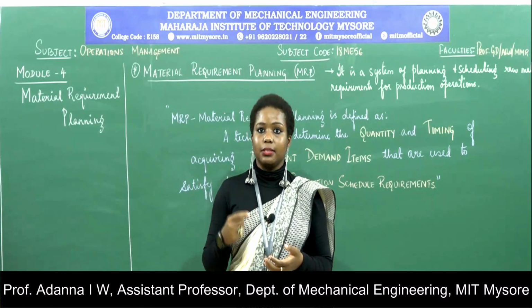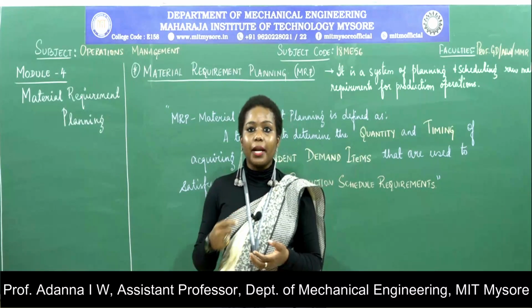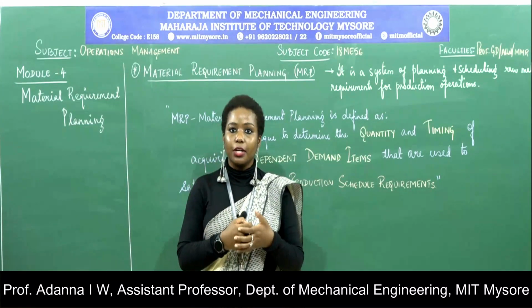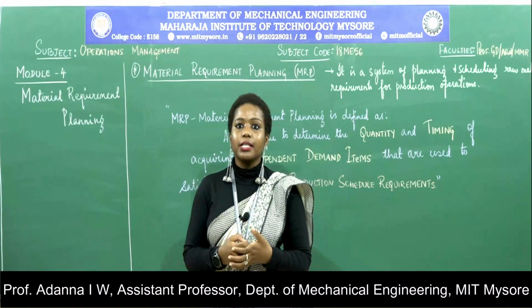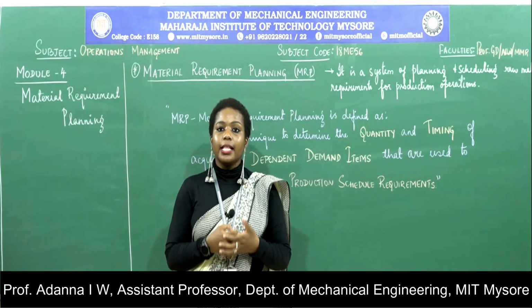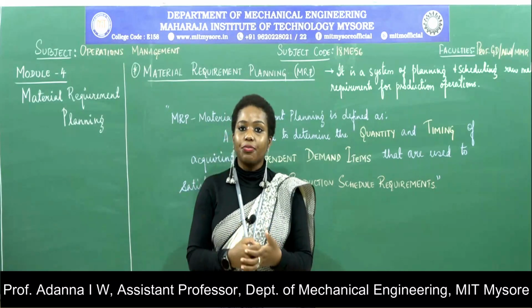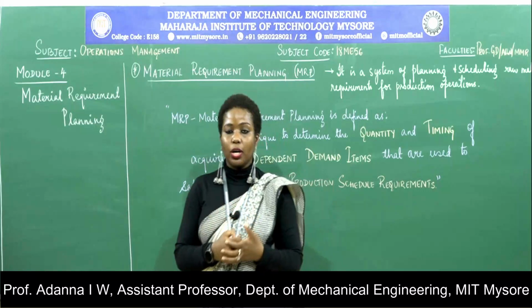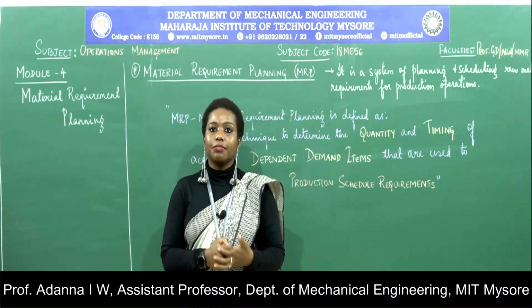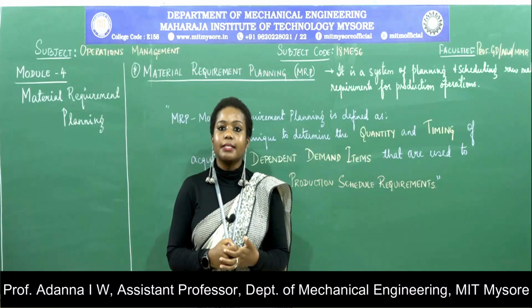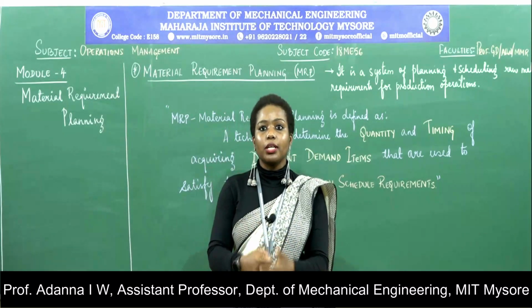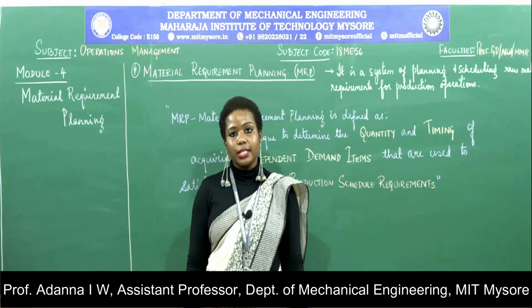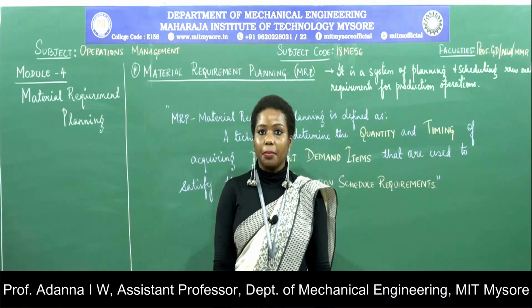Now, when a particular item is dependent on another item, for example, for the car to be manufactured, if there is a particular kind of chassis that has to be manufactured specific to that particular car, the demand for this chassis depends on how many pieces of the car are going to be rolled out. So in such a case, this becomes a dependent demand.